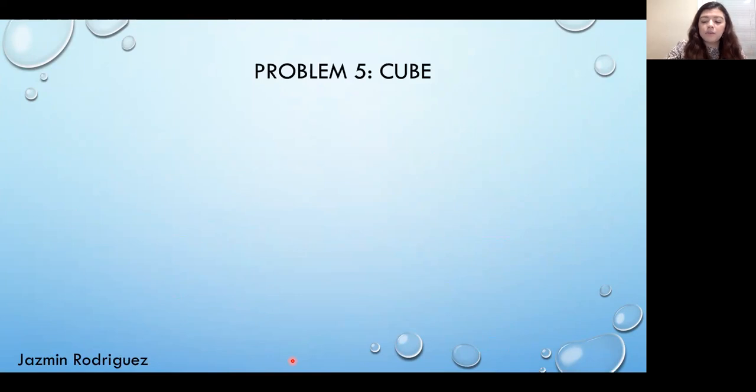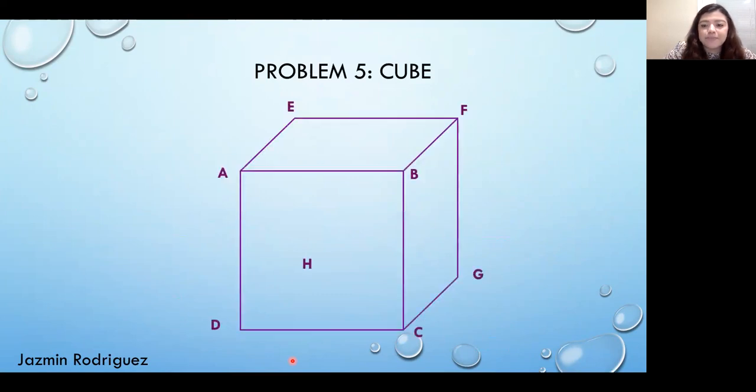Okay, problem number 5. It wants us to build a cube with the vertices A, B, C, D, E, F, G, and H. And this is our cube right here. And a cube is simply a 3D solid. As we can see, this is a 3D figure with 6 square faces. And then the next thing it wants us to do is it wants us to add the vertices D, E, G, and H. And we have done that so that you can distinguish the differences.